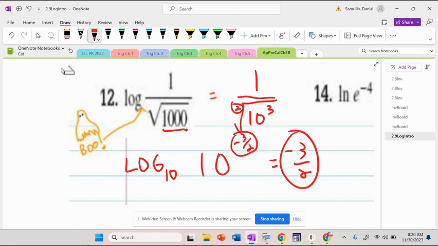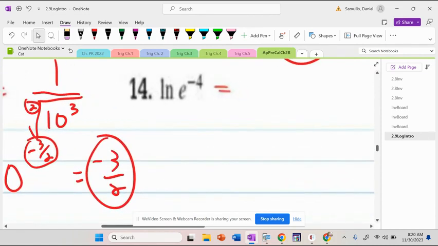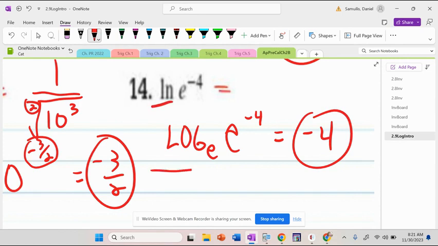All right, next one. Good. Here we go. Krista. What's ln the same thing as? Log base e. So what's the answer to this question then? Log base e of e to the negative 4th. e to what power equals e to the negative 4th? Negative 4. So again, you just have to know ln means log base e, and then it's that rule: ln of e to the y equals y. Ln of e to any power equals that power.